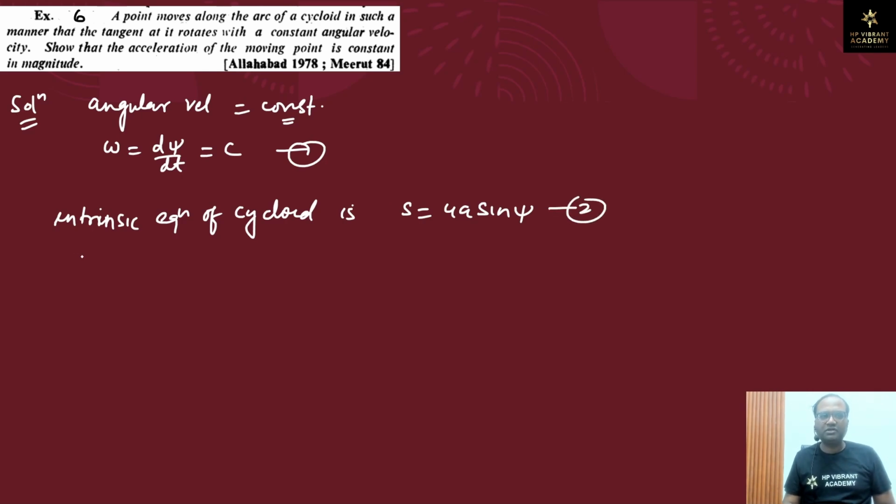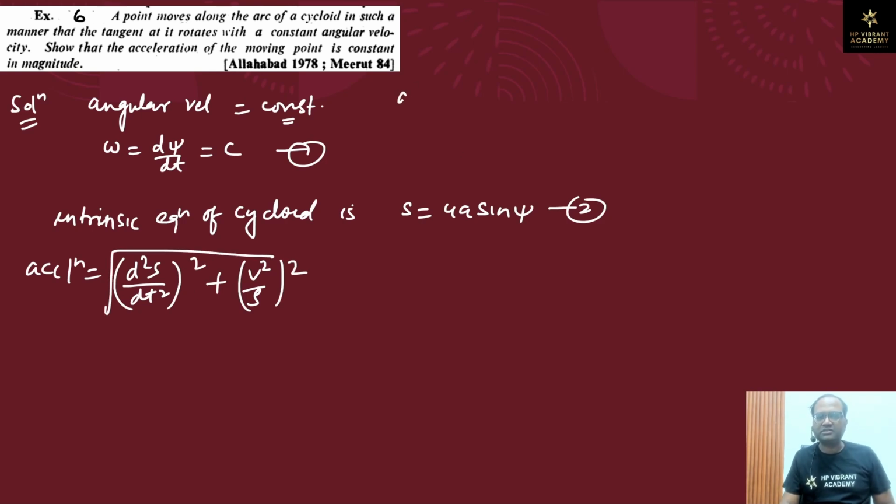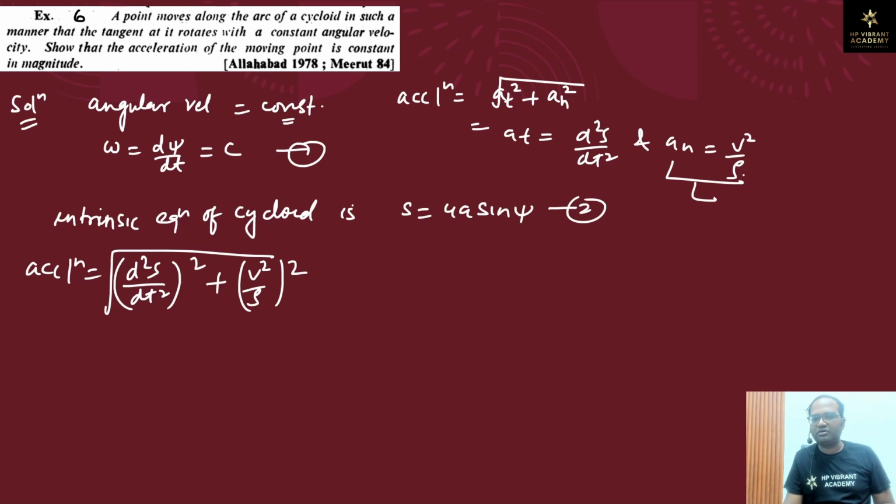The point moves with a constant angular velocity, and we need to find the acceleration of the moving point. Acceleration is given as the square root of (d2s upon dt square) whole square plus (v square upon rho) whole square. What we studied in the last lecture is that acceleration is the square root of tangential acceleration square plus normal acceleration square. So we have at is equal to d2s upon dt square and an is equal to v square upon rho. This is the normal acceleration and this is the tangential acceleration.